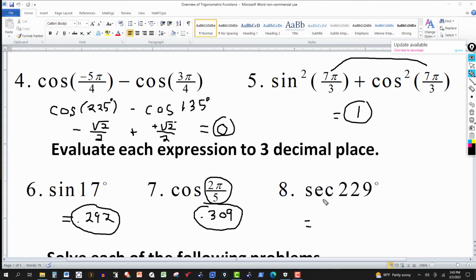If you have it in degree mode, you know that the secant and the cosine are reciprocals. So secant of 229 is going to be 1 over the cosine of 229. The calculator now is set to degrees again. For number 7 it was set to radians. So secant of 229 degrees is the same thing as 1 over the cosine of 229. Notice I didn't put a degree symbol here because the calculator is set to degree mode, so it knows that this is in degrees. Then you just hit enter and round this off to 3 places. So negative 1.524.